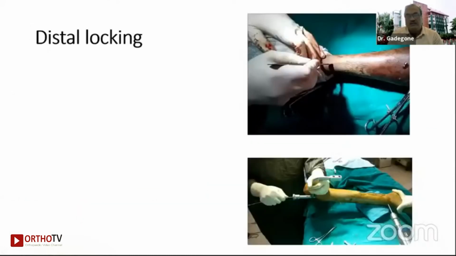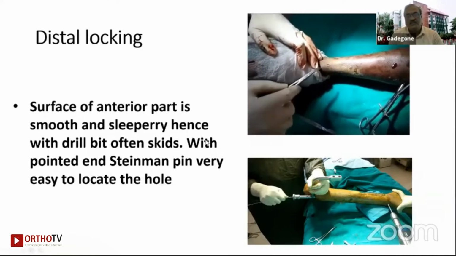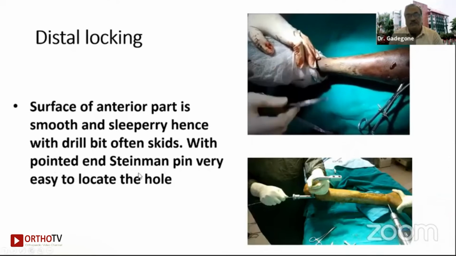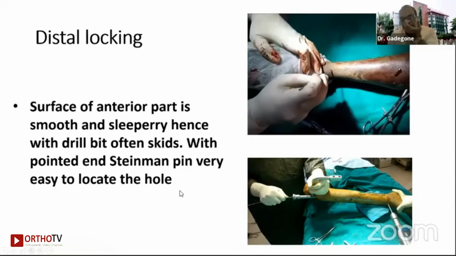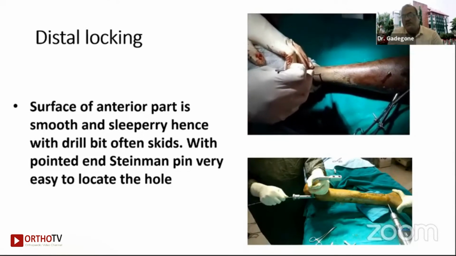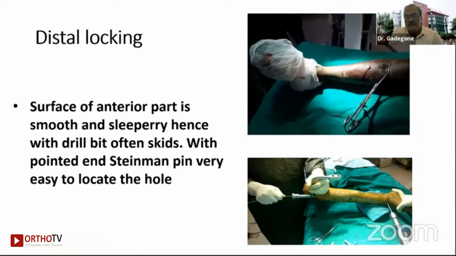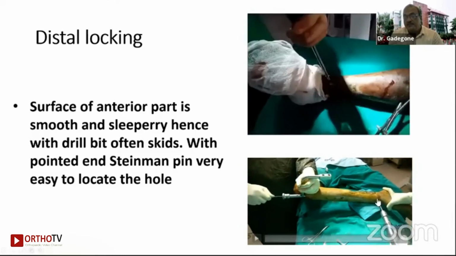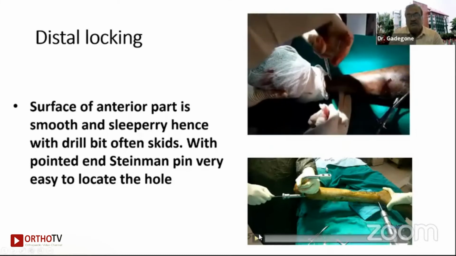Distal locking of the tibia, same thing, surface on the anterior part is smooth and slippery, hence the drill bit often skids. With pointed end Steinmann pin, very easy to locate. Most important is to avoid the heat generation. So constant instillation of distilled water or saline and the oscillating mode is the only answer. You can see, it also helps the Steinmann pin. You can see a distal locking, whether it is in the nail or not, and then you convert.